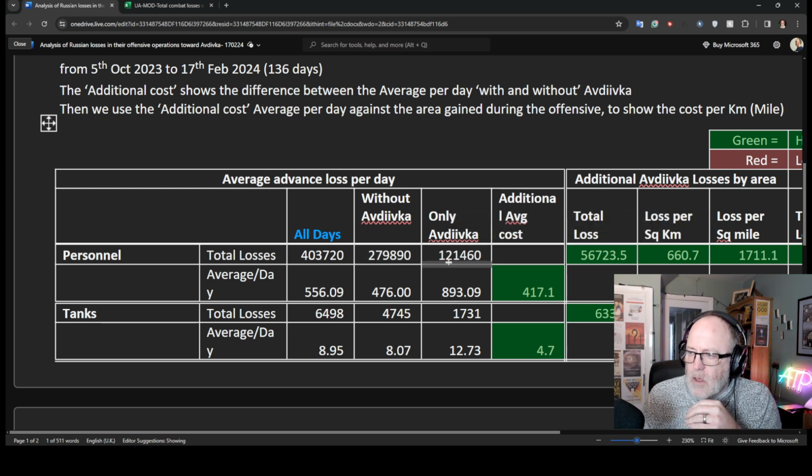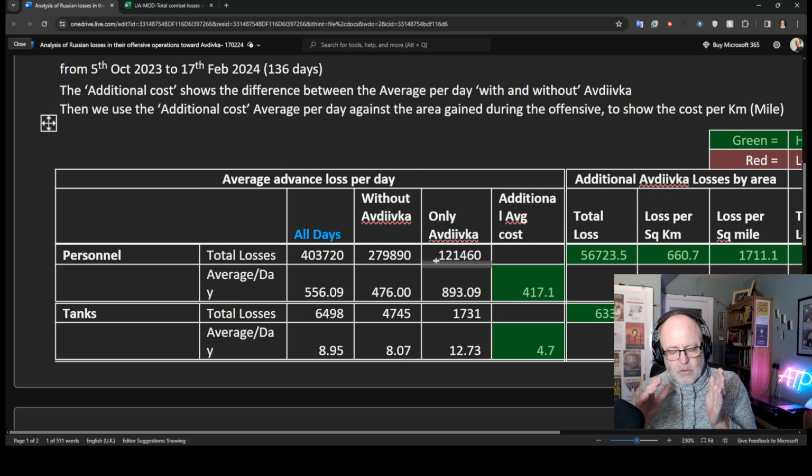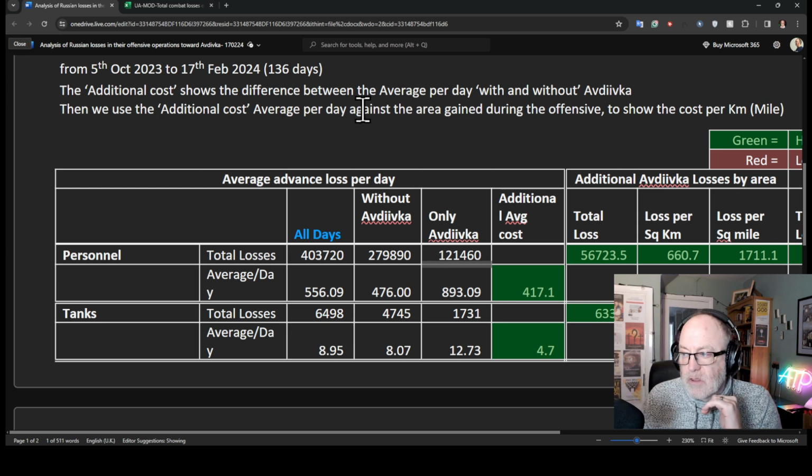And he said, right, the average losses without Avdiivka, so if we divide the number of days up until the 5th of October into the total losses, then you will get 476 people dying on average every day. But when it comes to Avdiivka, that goes up to 893. So then he looks at only 5th of October to now, and that's 893 a day. And he says the difference between those two numbers is 417.